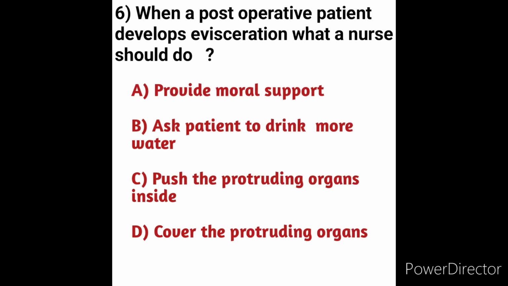Next, move on to question number 6. When a post-operative patient develops evisceration, what should a nurse do? What is the nurse's role, from the options? Option A, provide moral support. Option B, ask the patient to drink more water. Option C, push the protruding organs inside. Option D, cover the protruding organs.